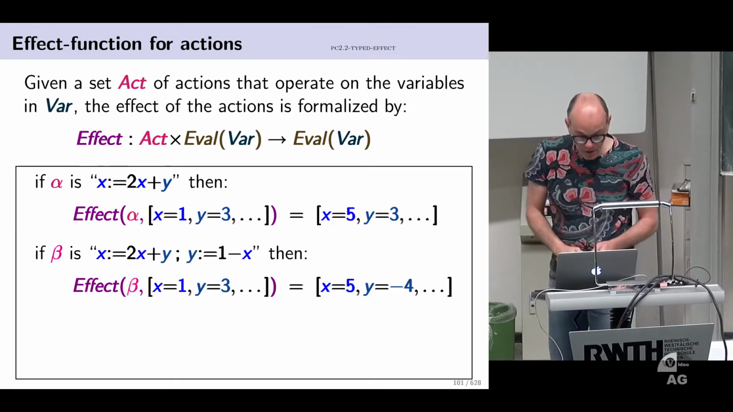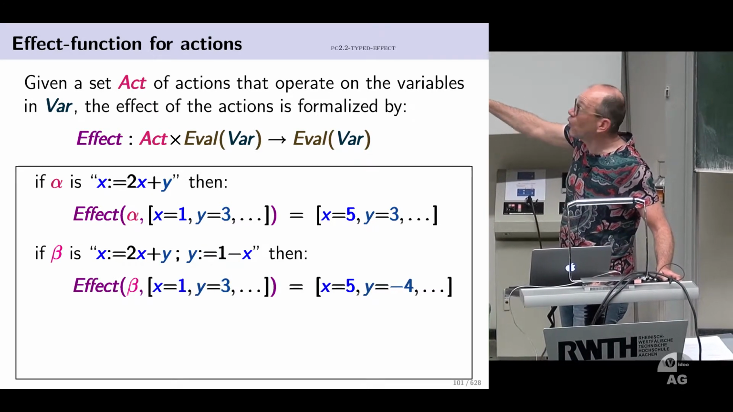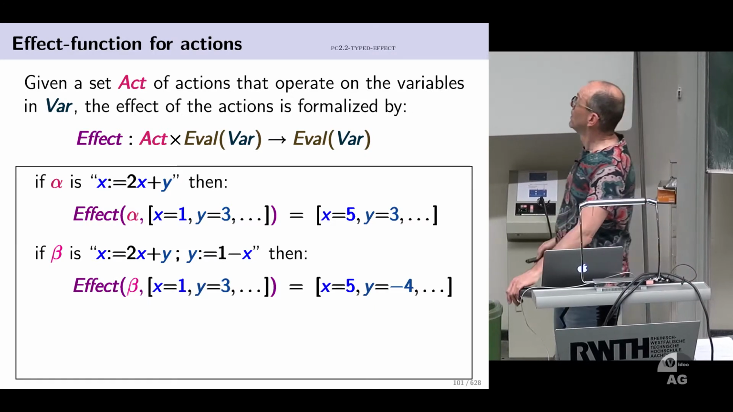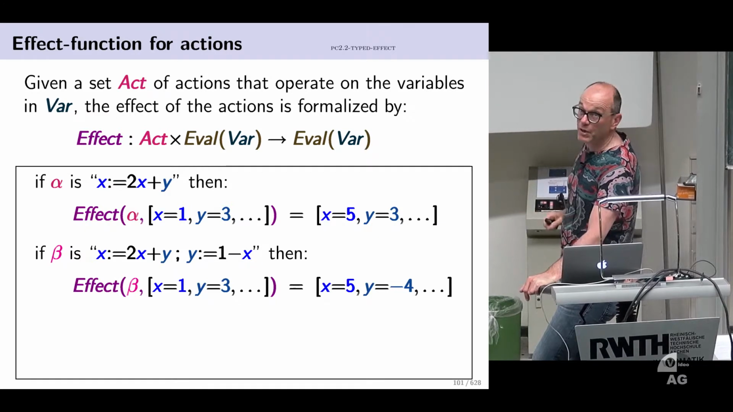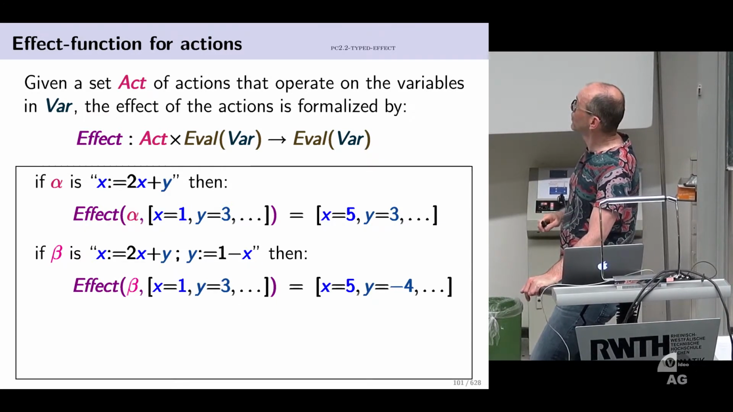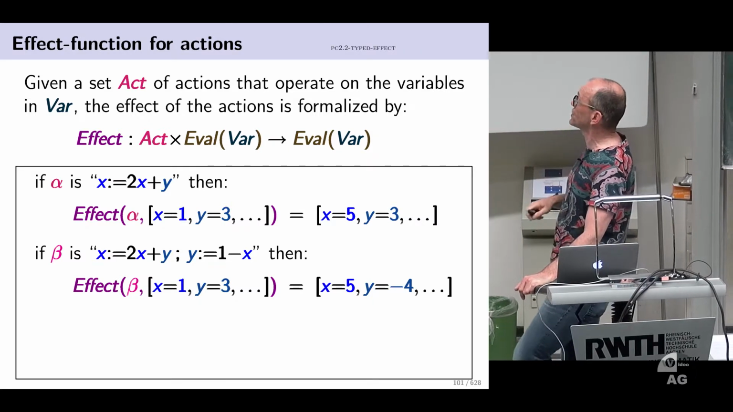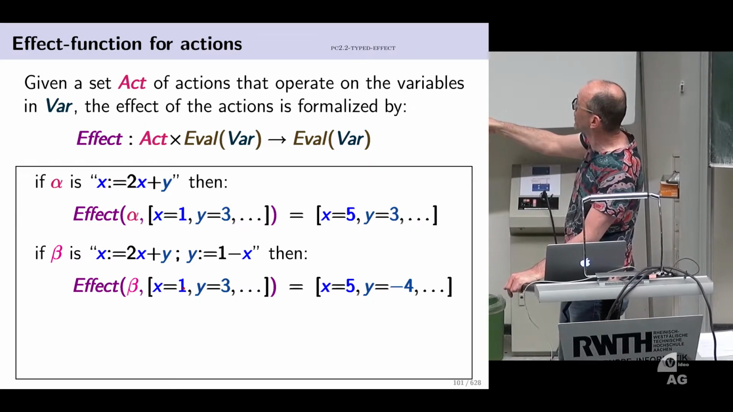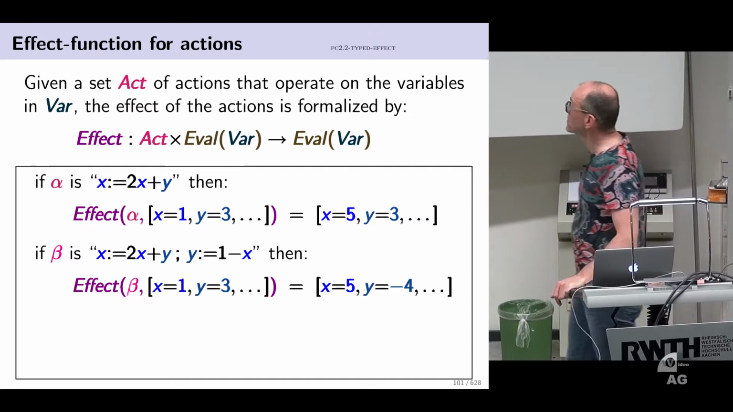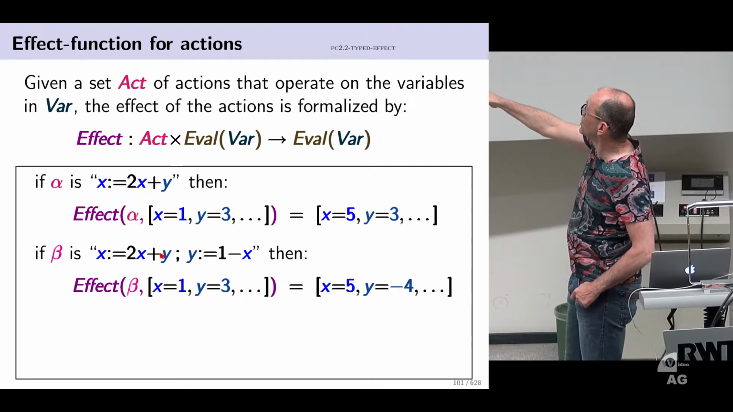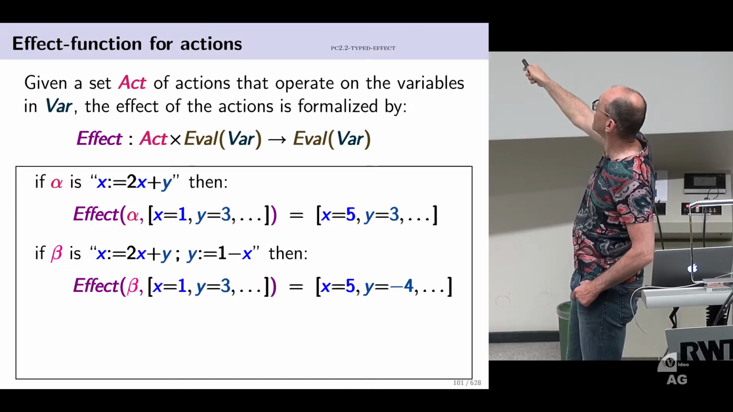Next example. Now we have the action which I call beta, is now the sequence of 2 assignments. The first is the assignment we had in the previous example, and the other one says y becomes 1 minus x. Now I want to describe what's the effect of doing those 2 assignments on the current state. Let's assume the current state is 1 and 3 for x and y. Good. What happens? X becomes 2x plus y, 2 times 1 plus 3 equals 5.